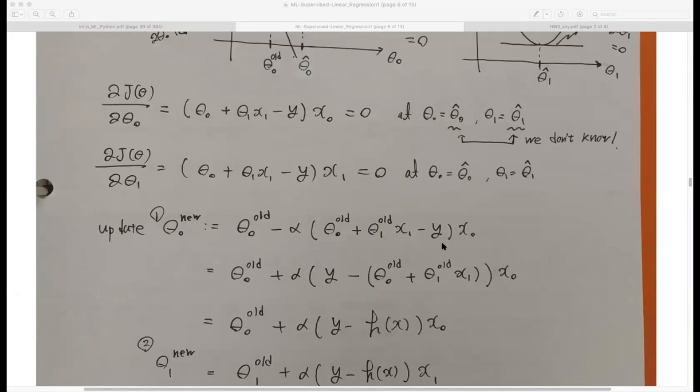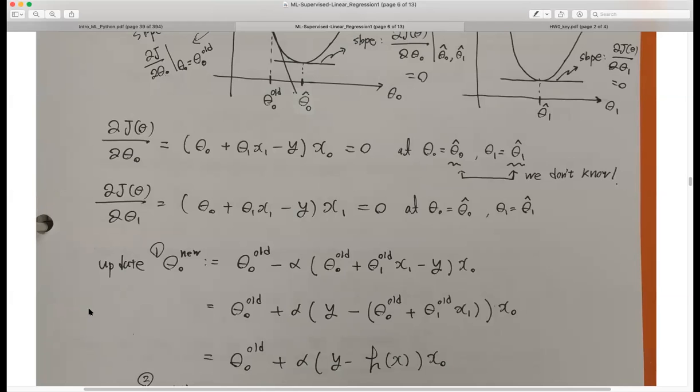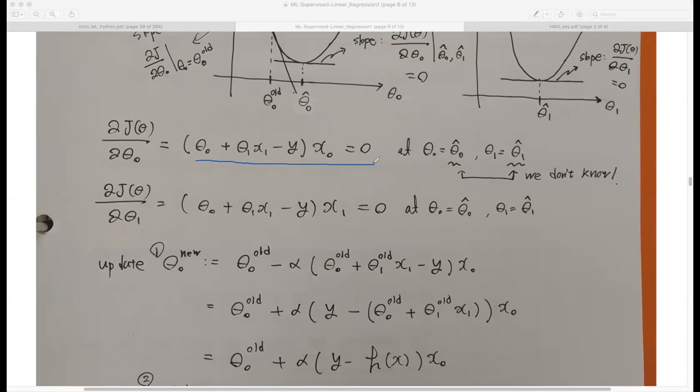All right, so now here's a problem. We cannot solve it, because we don't know theta 0 and theta 1. We cannot solve the equation for theta 0 and theta 1, because you see it is one equation, and we don't actually know the critical values theta 0 hat and theta 1 hat.